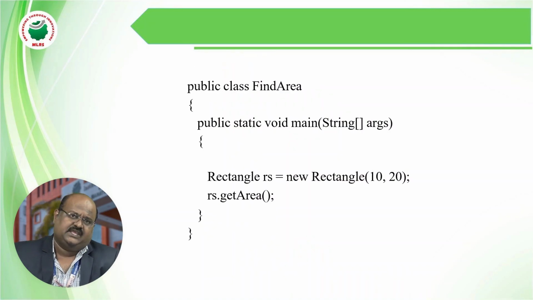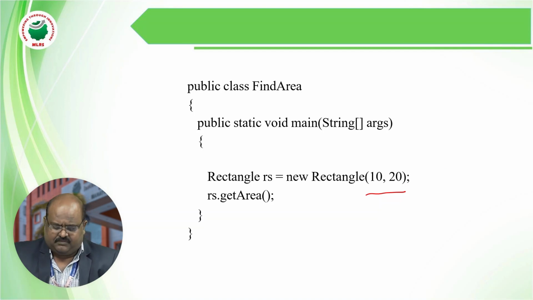The next case, here we are declaring the class which contains the main function. Without a main function, a Java program will never run. So from here, the execution starts, and you are creating an object of the Rectangle class, RS is equal to new Rectangle. And whatever values 10, 20 you are giving from here will be passed to the constructor. So the L value is 10 and the B value is 20.